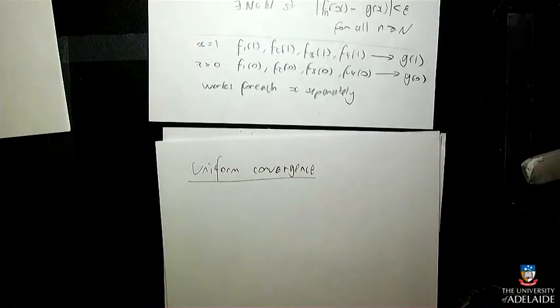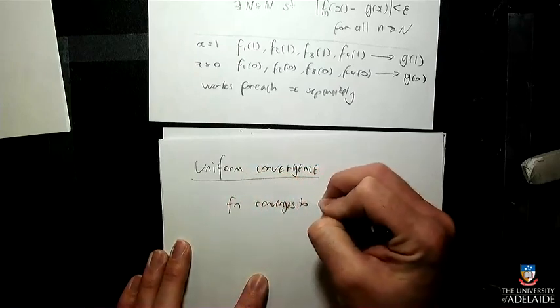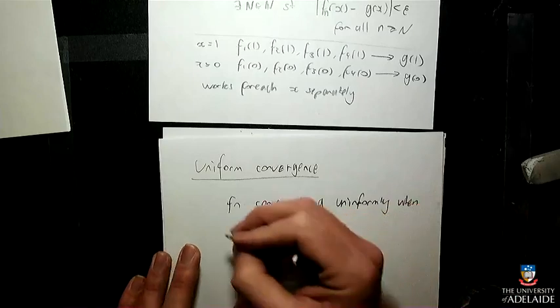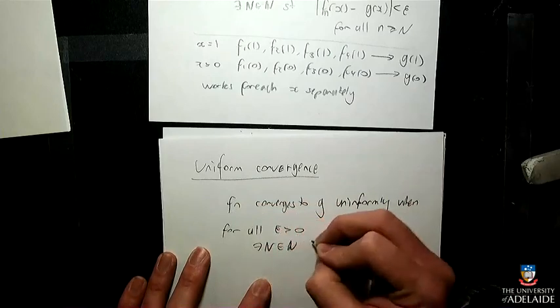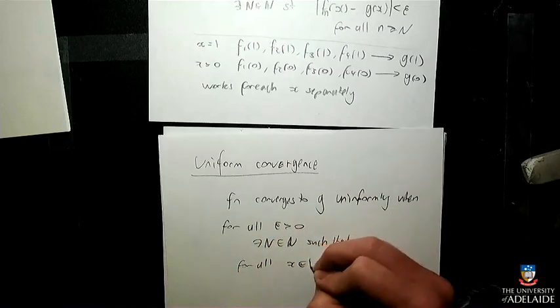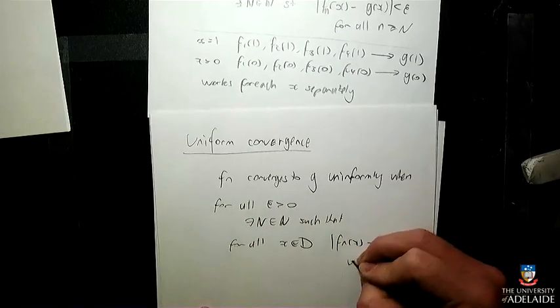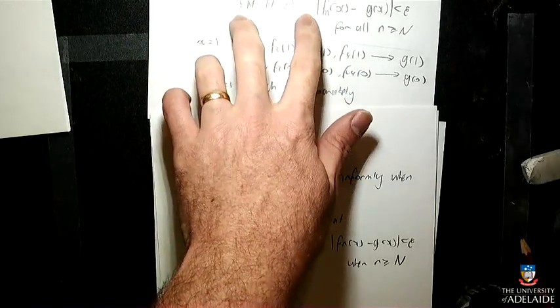So uniform convergence would be that fn converges to g uniformly when, for all epsilon greater than 0, there exists an N in N such that for all x in the domain, fn of x minus g of x is less than epsilon when n is greater than or equal to N. Yep. The same symbols, but the x has moved down here after the N.